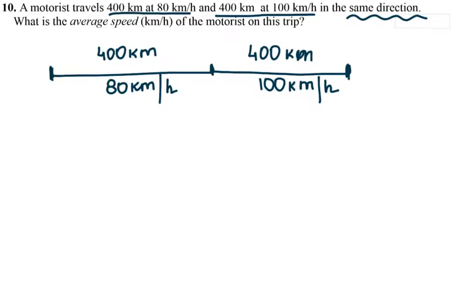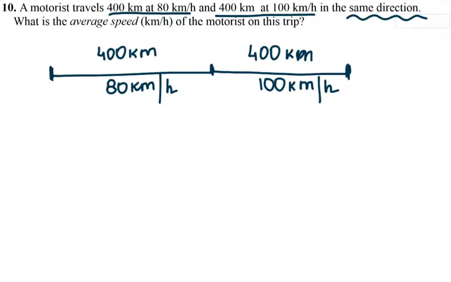So let's see, if I need to find average speed, I need the total distance over the time, and if I need average velocity, I need the displacement over the time. And because it's in the same direction, my average speed and my average velocity would be the same thing. But I need to find the time. So if an object travels 400 kilometers at 80 kilometers an hour, that means every hour it travels 80 kilometers. So in 1 hour it covers 80 kilometers, in 2 hours it covers 160 kilometers, and so on.